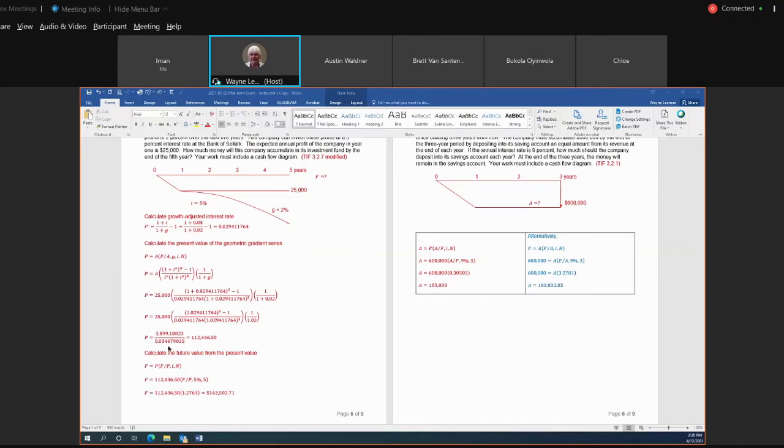And as you may recall, hopefully you do, when you use a geometric gradient, it is modeled in such a way that the results you get will be a present value, but you're looking for the future value. So you have to do this conversion afterwards.